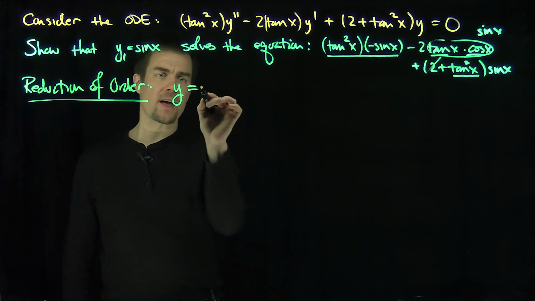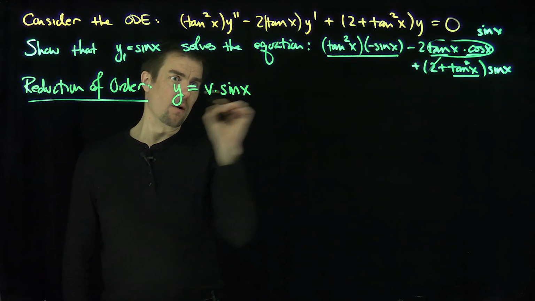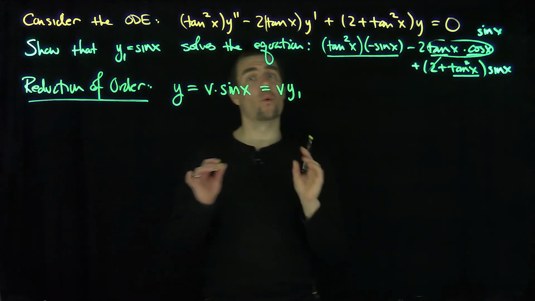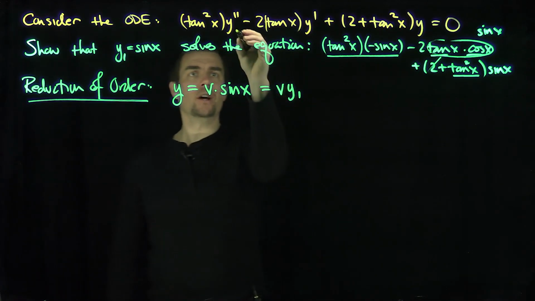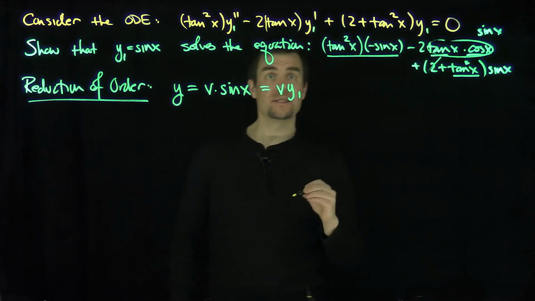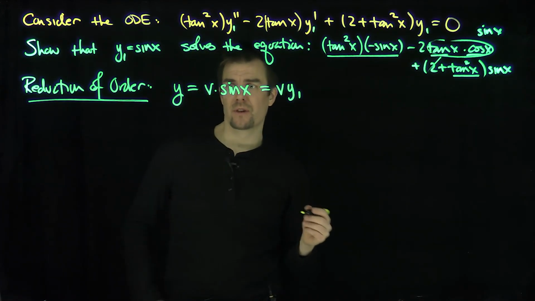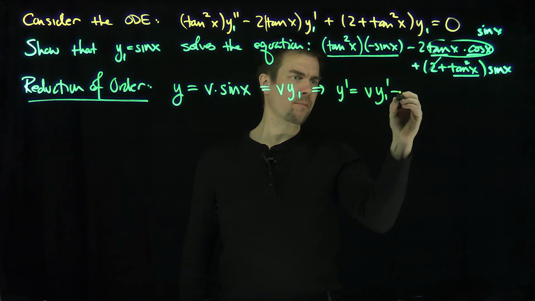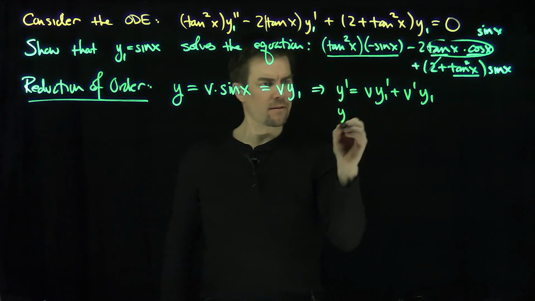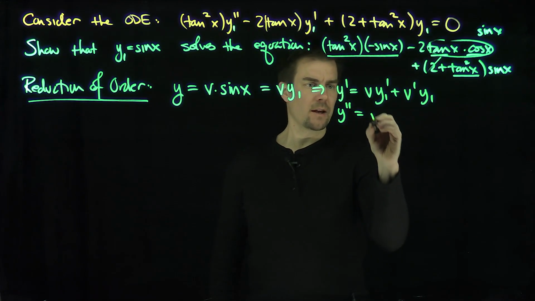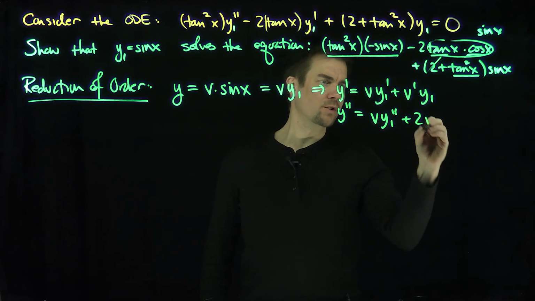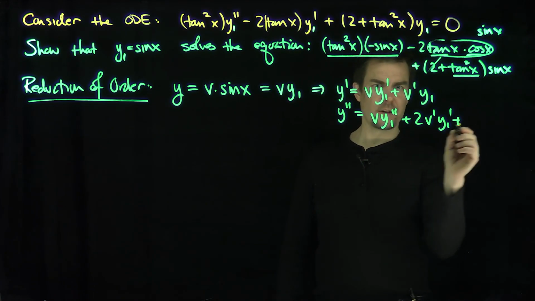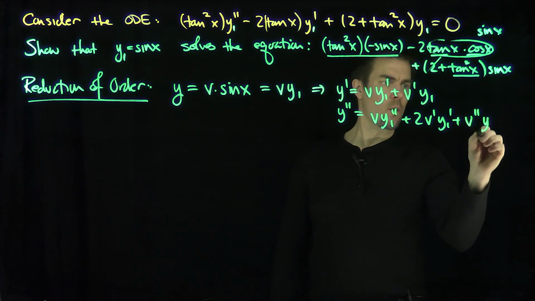Reduction of order tells us to look for solutions y that have the form v times the solution we know, v times sine of x. I'm going to write this as v times y1, where we know that y1 is the solution of the equation. So if I plug in y1 up here, we know that we'll get 0, and that's an important observation. Let's start doing derivatives. If this is the case, then y prime is going to be v y1 prime plus v prime y1. And y double prime, by the product rule, is going to be v y1 double prime plus 2 v prime y1 prime, and then plus v double prime y1.